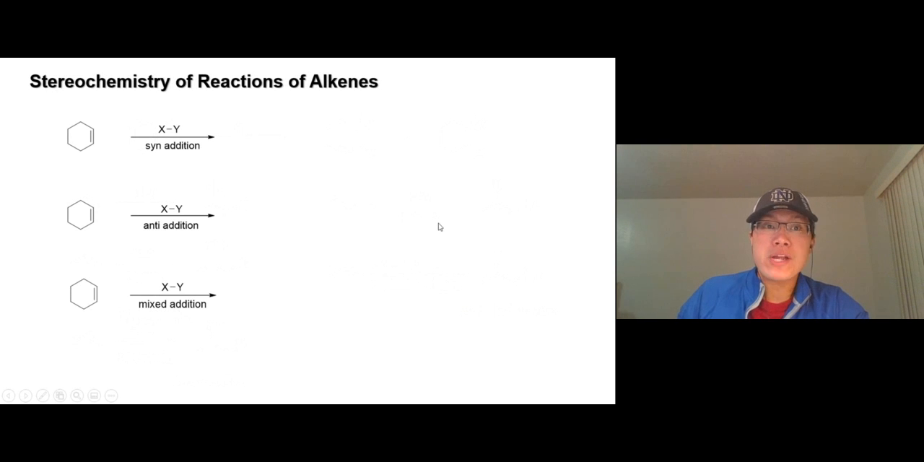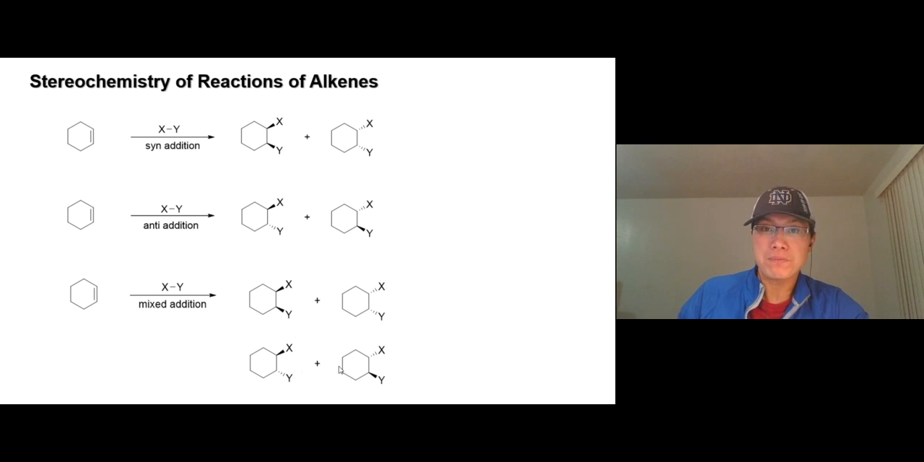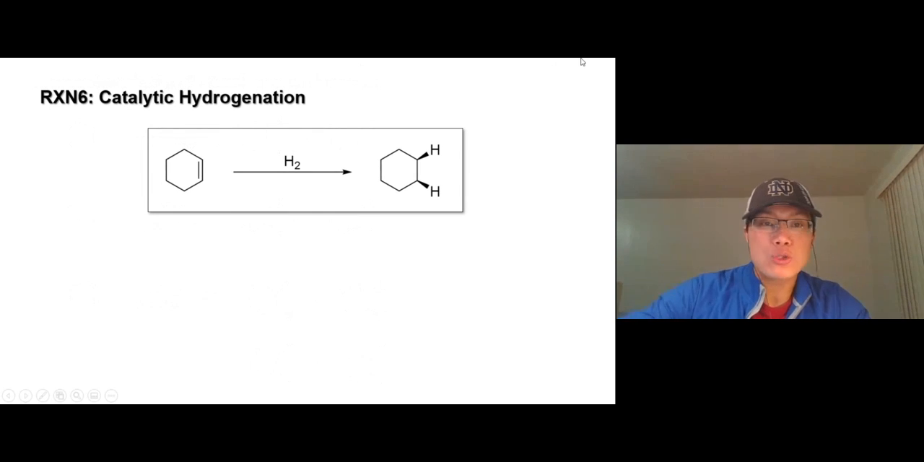And for stereochemistry, we can add the reagents onto the alkene on the same side. We call that syn addition. We can add them on the opposite sides of the alkene. We call that anti addition, and we also have mixed addition. For the first syn addition that you have seen, hydroboration-oxidation, hydrogen and borane are added on the same side of the alkene. All right, let's move on to the next reaction.